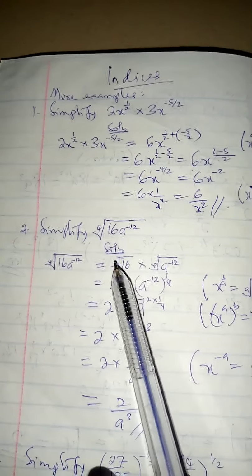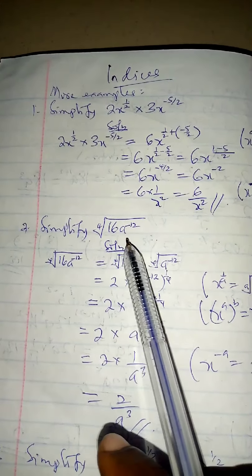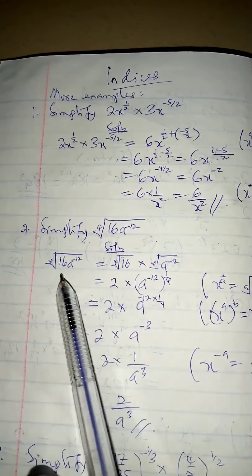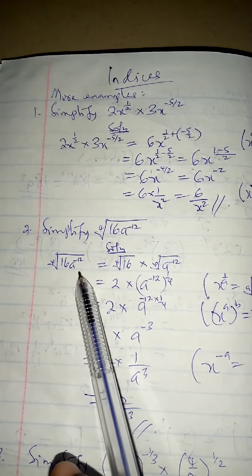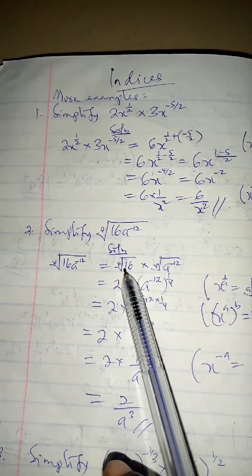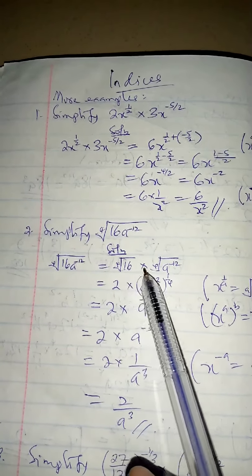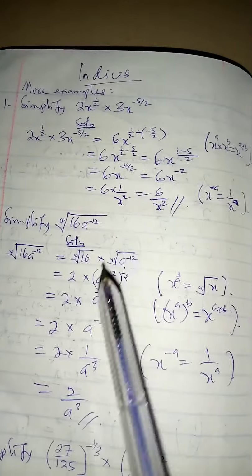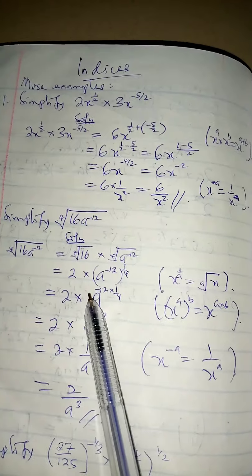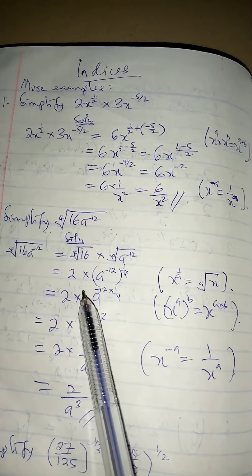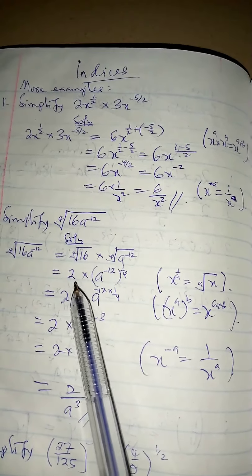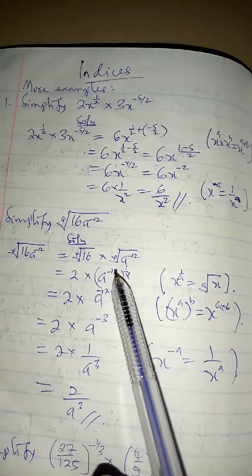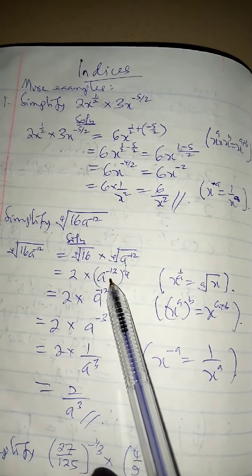Example 2. You have to simplify the fourth root of 16 a raised to power minus 12. You separate the number from the index this way: fourth root of 16 times fourth root of a raised to power minus 12. Fourth root of 16 is 2. 2 times 2 times 2 times 2 is 16. That's a number that will multiply itself 4 times to give 16. That is 2. Then, you can't get the fourth root of this because it's an index.